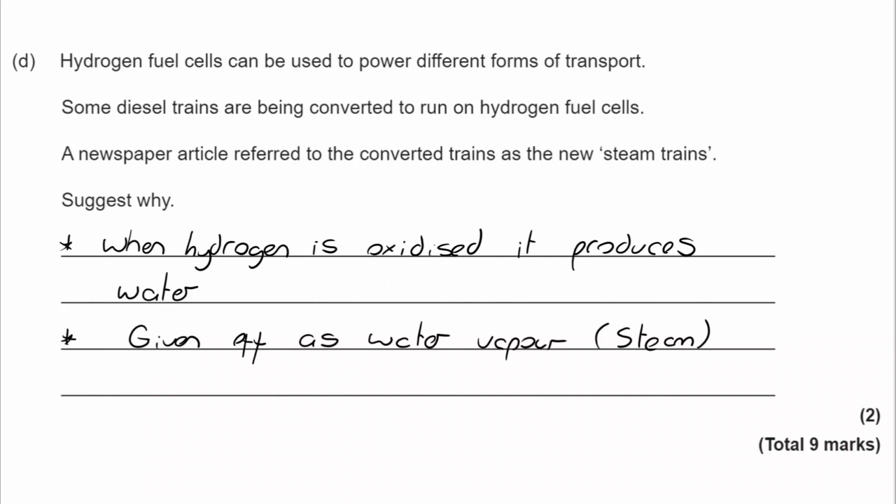Here's what we're looking for. We know that if hydrogen is the fuel and we burn it, we're going to make water, because whenever you burn anything or combust anything, you combine it with oxygen, and hydrogen combined with oxygen makes H2O, water. But at the high temperature, it's given off as water vapour or steam. Therefore, the newspaper article has referred to it as the new steam train.